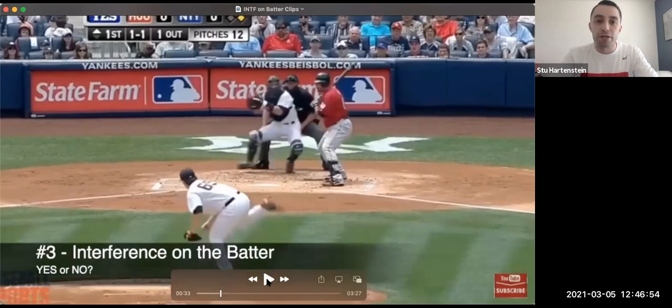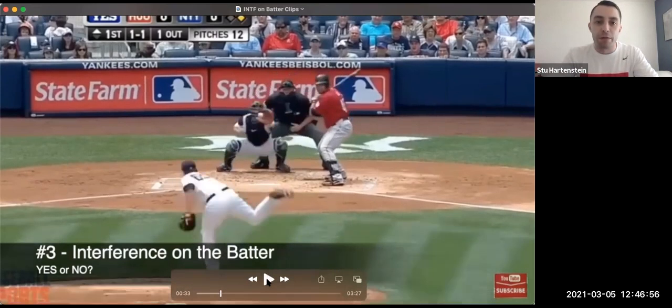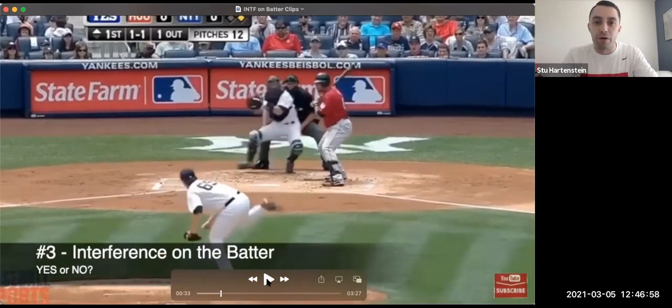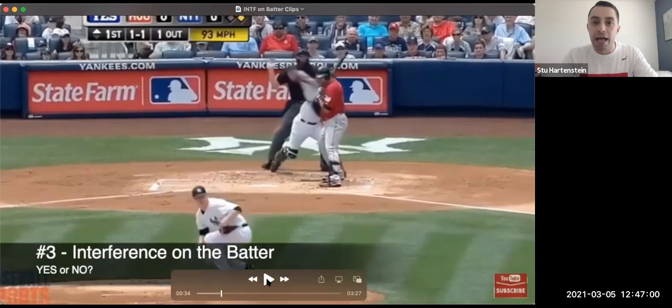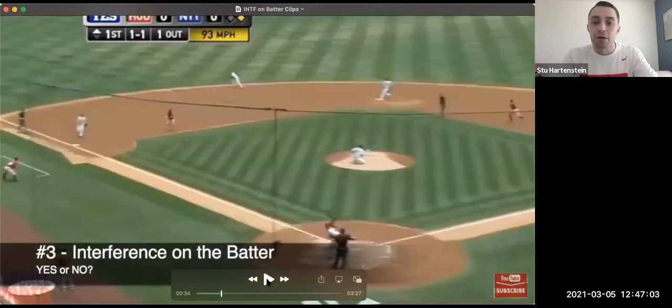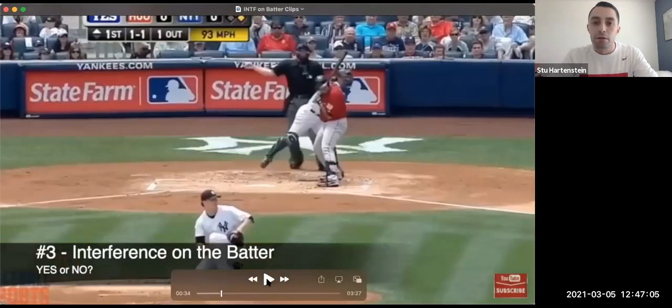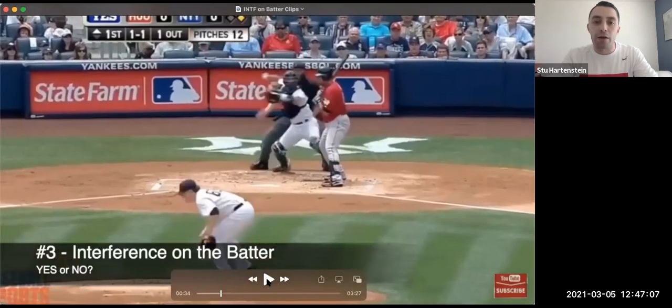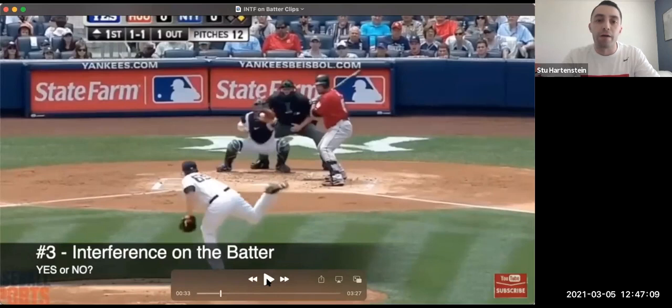Okay, so there's the pitch. Catcher's catching it here. I know it's probably a little choppy, so let me go ahead and get it frame by frame. And he's going to make a play, and the ball's going to go right off the bat here. Okay? What are you guys thinking here on this play? Would you have interference, yes or no?